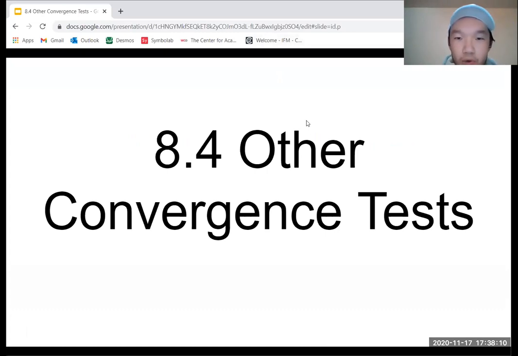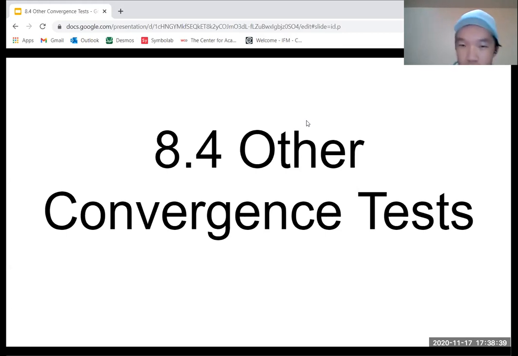All right, so now we are on 8.4. Starting now, we're gonna go through stuff for the last exam. 8.4 is other convergence tests. We've actually done quite a few of these tests over the past couple of weeks, and we're pretty much at the end now. There are 3 more tests that we have to learn, and they're all gonna be part of 8.4.